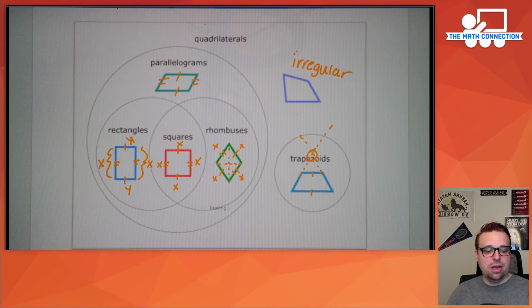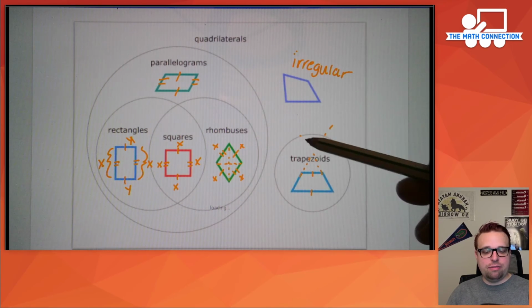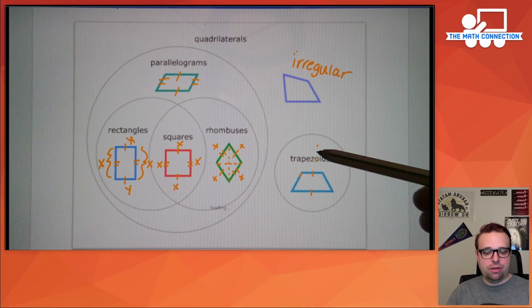They never intersect. So I'm actually just going to take that off because I don't want it to be too confusing. Let's get rid of that. Okay.